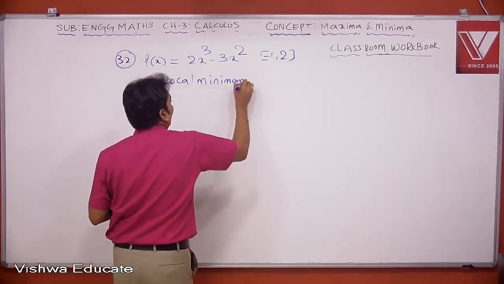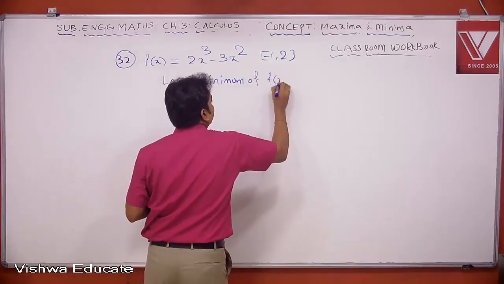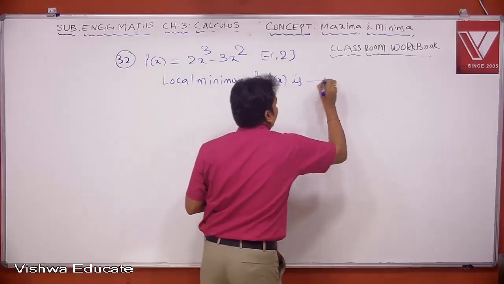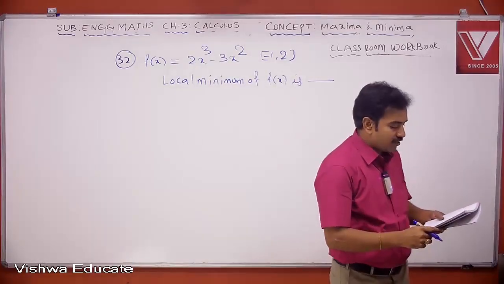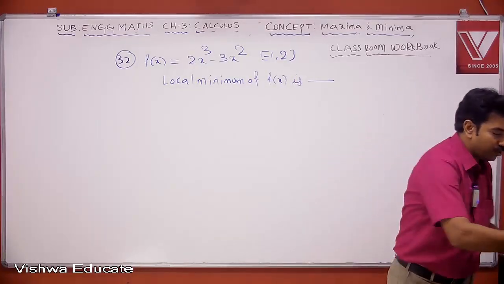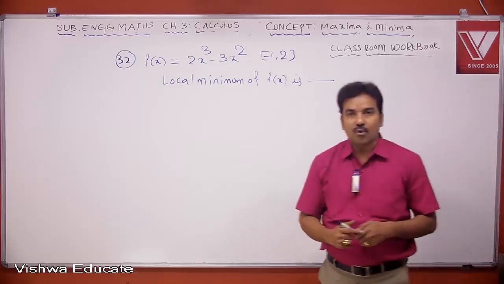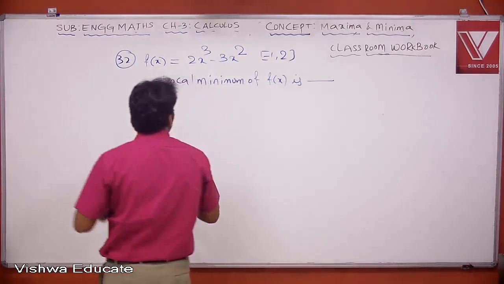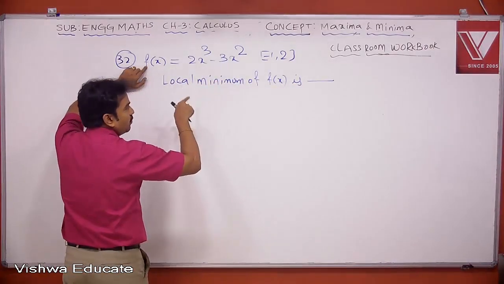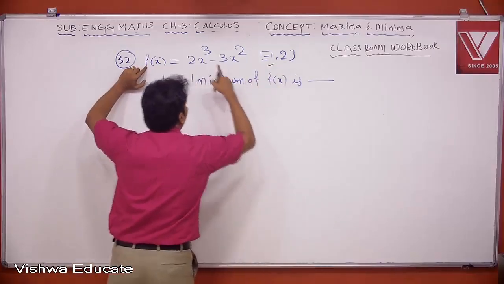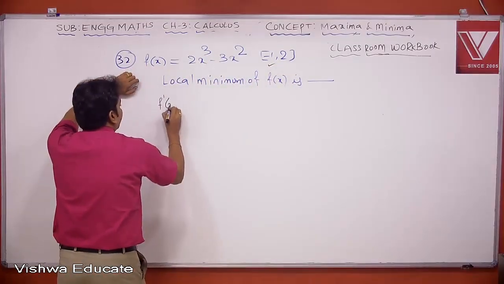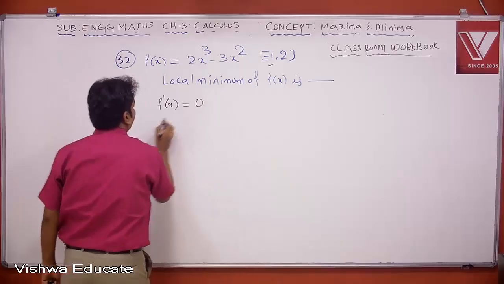So we need to find the local minimum of f of x. Here the domain is given as the closed interval minus 1 comma 2. Now don't apply the second derivative test because the domain is a closed interval. So let us find the stationary points, f dash of x equal to 0.